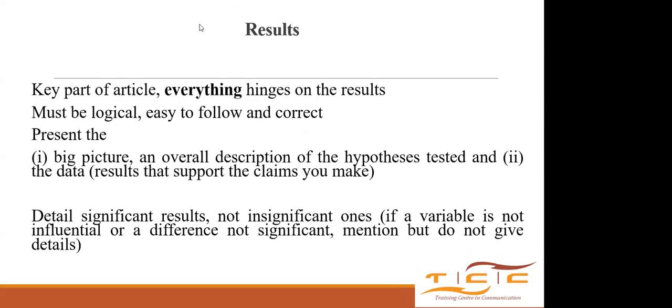Okay, now we are in the results. The results is the key part of your article, because everything hinges here. You started writing this manuscript because you had some results that you wanted to report to us. Otherwise, you could not be writing this. So be sure that you give us, it must be logical, easy to follow, and correct. So when you are writing a results section, start by giving us the bigger picture or an overall description of the hypothesis tested and the data results that support the claim you make.